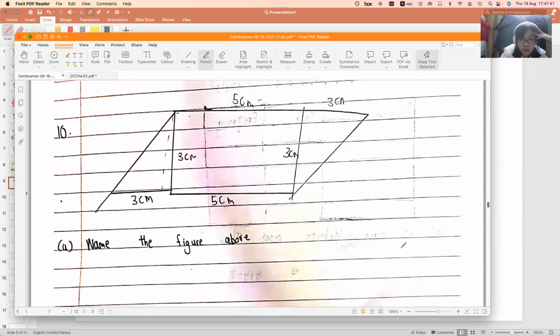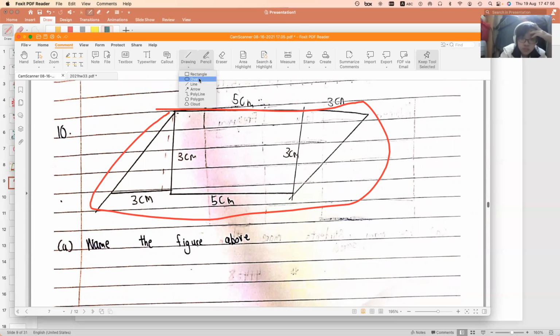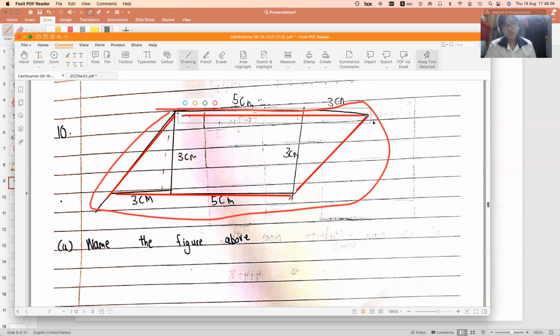Okay. Name the figure above. What's the name of this figure? Oh, yeah, I just taught you. What's the name? Parallelogram. Yes. You better know how to spell it.